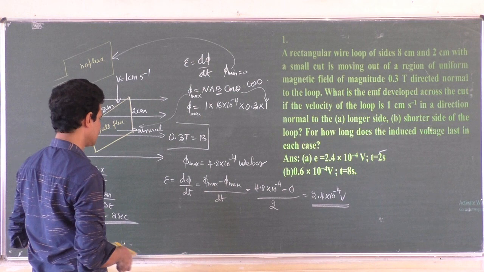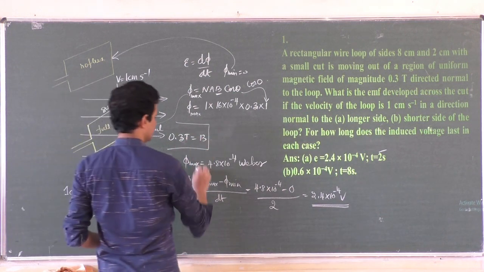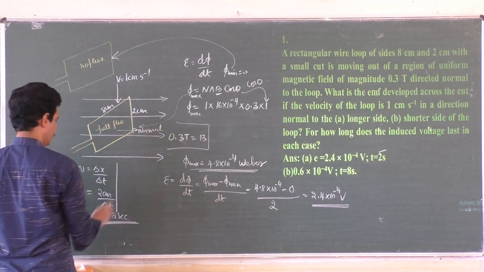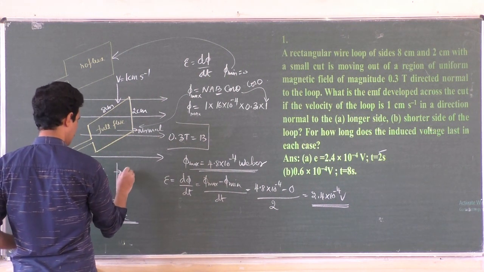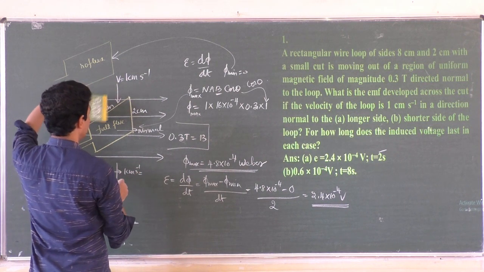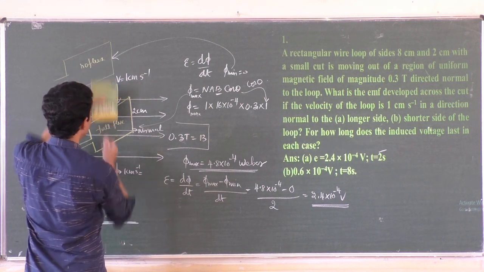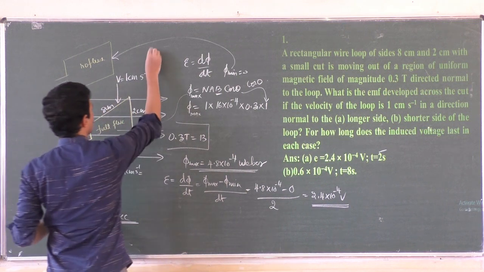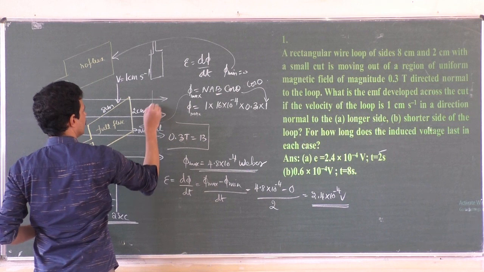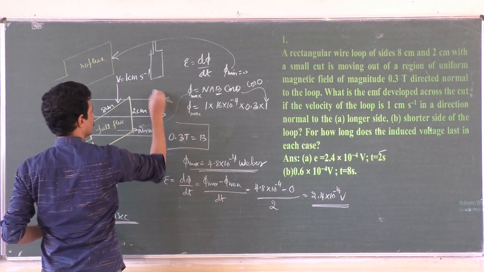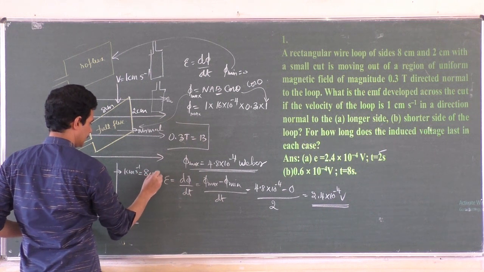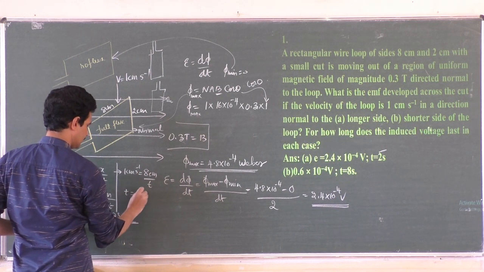If it is the shorter side, of course this won't change, it will be the same. But how much time does it take? Velocity is 1 centimeter per second. The shorter side is normal and the longer side is entering, it is 8 centimeters. So it was like this, right? And now the longer side gets introduced like this. 8 centimeters should get in. When 8 centimeters get in, its displacement is 8 centimeters, and the time taken is 8 seconds.